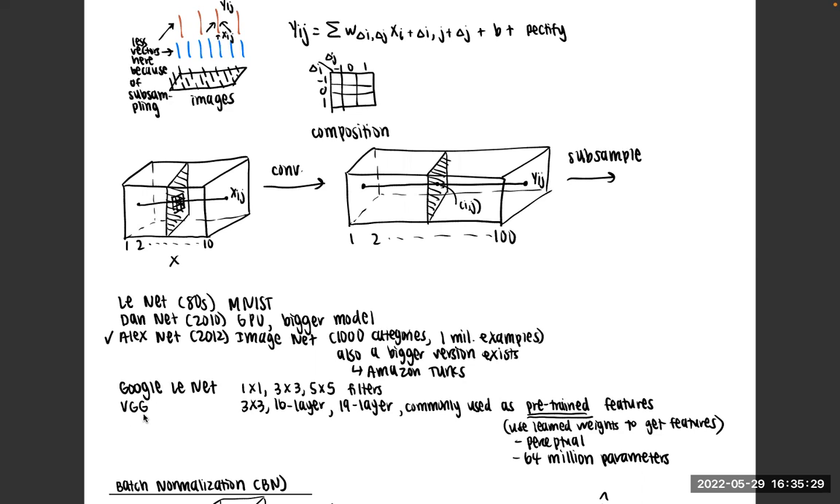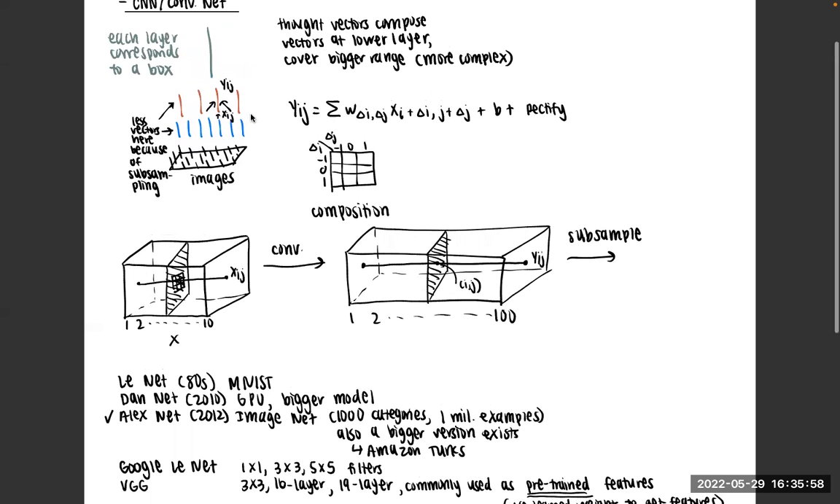And then the VGG group in England also developed a version where they only use 3-by-3 filters, and they have one 16-layer version and one 19-layer version. They also applied this to ImageNet. After training, they released the trained weights so that people can use them to compute image features, that is, to compute those vectors. For each input image, we can compute the vectors at multiple layers, and then we can use those computed vectors as extracted features for some other tasks.